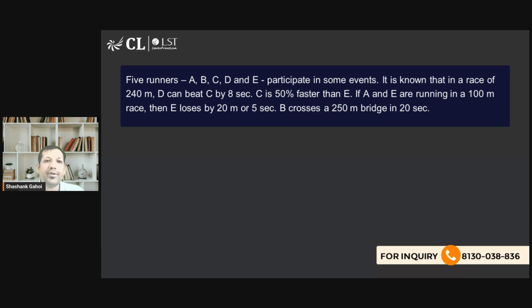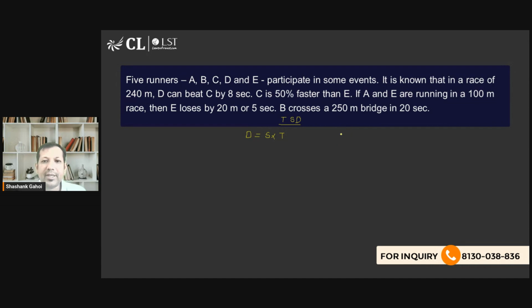So basically, five runners A, B, C, D, E participate in some event. It is also known that the race of 240. Basically it is talking about distance and speed. So this is a set based on the concept of TSD, time, speed and distance. In time, speed, distance there are multiple concepts, but I am not going to cover all of them. I'm simply going to take the basic concept of TSD, that is distance is equal to speed into time.